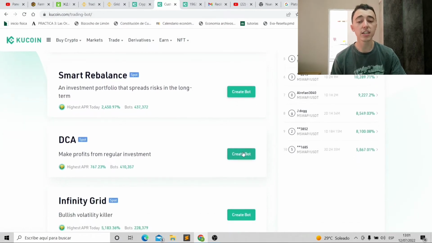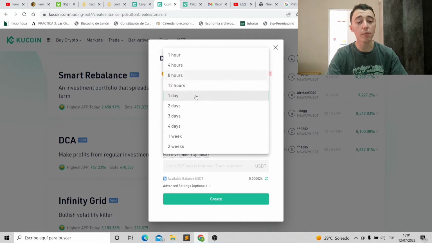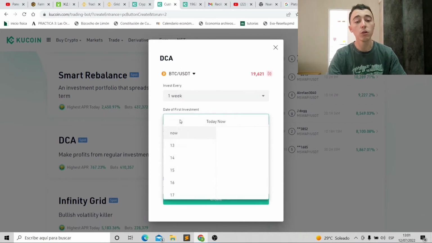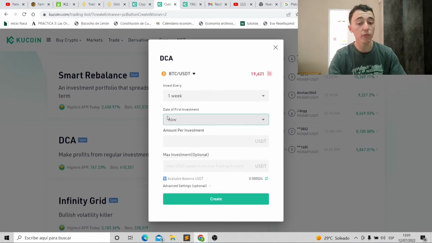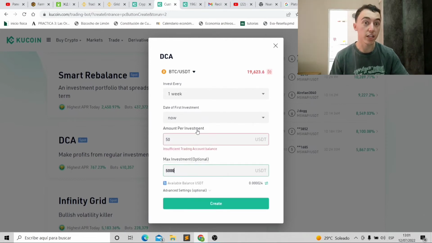And the last bot we're gonna see is just a dollar cost average bot, okay? It's just buying for you every single day. Let's say every day or every week you want to buy. Well, you put, okay, I want to start buying now. You put a first investment, and you put, okay, I want to buy $50, and the maximum I want to invest is $5,000. So I'll be investing during, well, 10 years. That's a long period of time. But anyways, you can choose, okay?